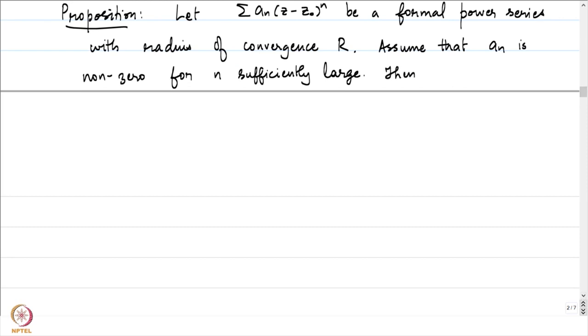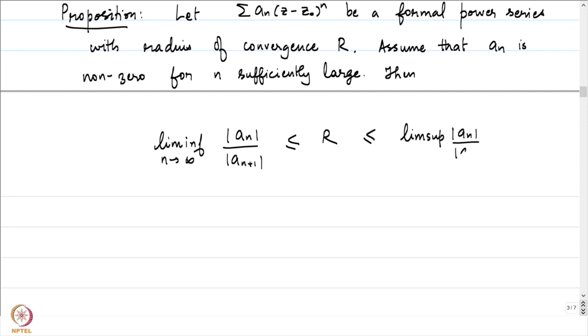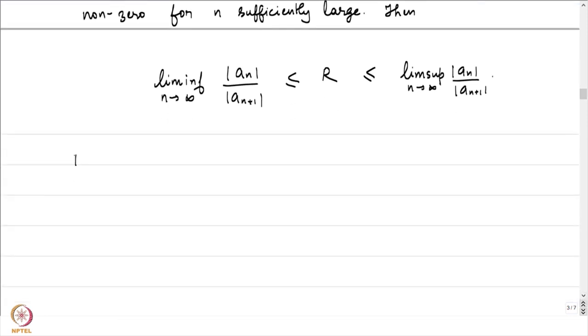Then the ratio test tells us that the lim inf as n goes to infinity of |a_n| by |a_{n+1}| is less than or equal to R, which is our radius of convergence, which is less than or equal to the lim sup of |a_n| by |a_{n+1}|. In particular, if the sequence of numbers |a_n| by |a_{n+1}| converges, then the lim inf and the lim sup are both equal, and that would be equal to the radius of convergence. So, that will be the ratio test. Let us give a proof of the statement.